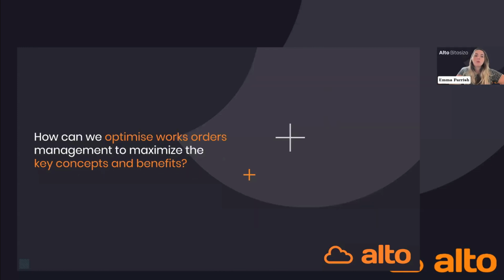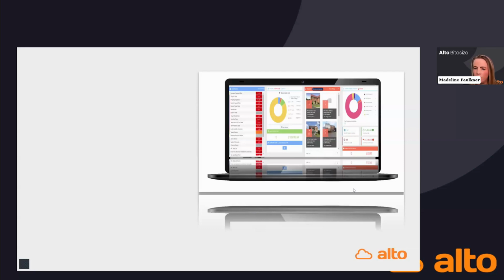Lovely. So how can we optimize works orders management to maximize the key concepts and benefits? As usual, I like to bring in the how, why, when and what fundamentals, and give you some positive statistics. So how are we using it? By using the works orders widget, our admin time can be reduced by 25%.